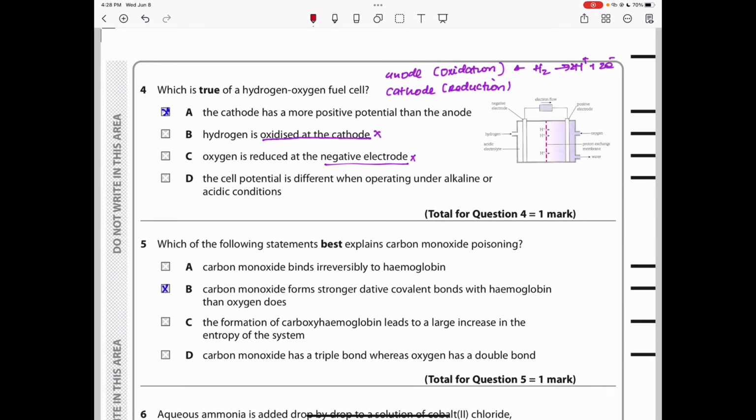Question 4, which is true of a hydrogen-oxygen fuel cell? The first one says a cathode has more positive potential than the anode. This is correct, actually. The cathode is where we see reduction is going to occur, as the anode is where oxidation is going to occur. So the anode is a negative electrode.